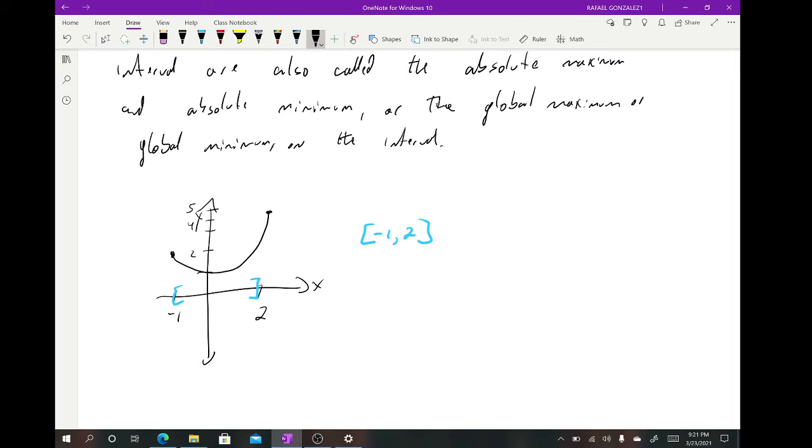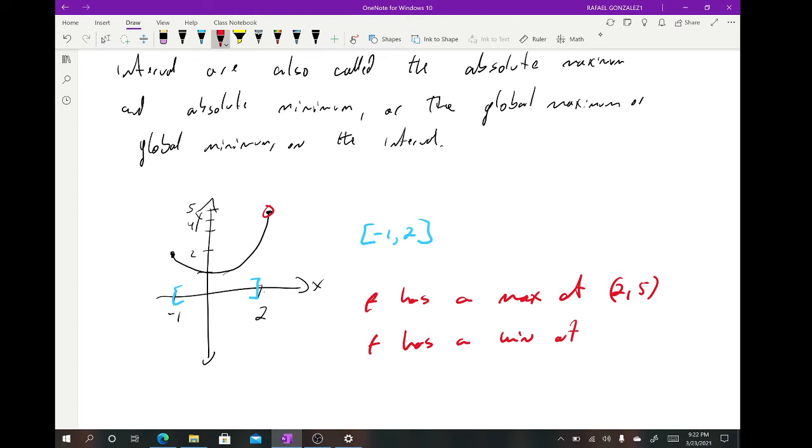And notice that this function is continuous. There's no breaks in it. This function has a maximum and it has a minimum. The maximum value happens at which point? Well, the maximum value happens at the point (2, 5) up here. So f has a max at the point (2, 5). And f has a min. When I write max and min, I just mean maximum and minimum.